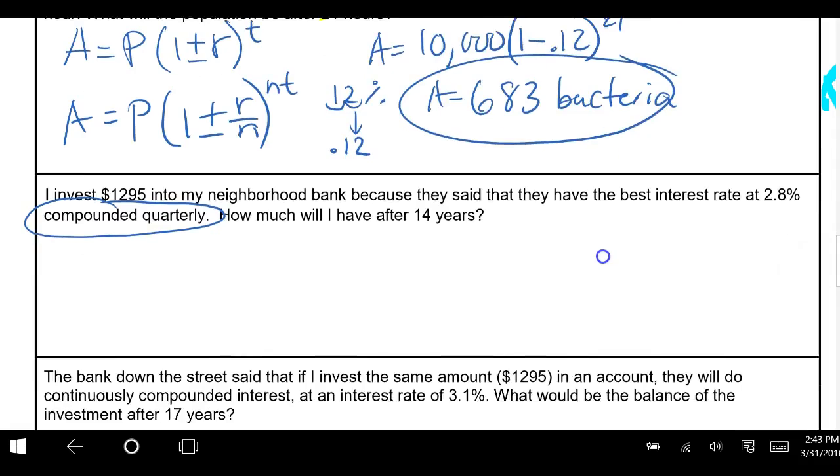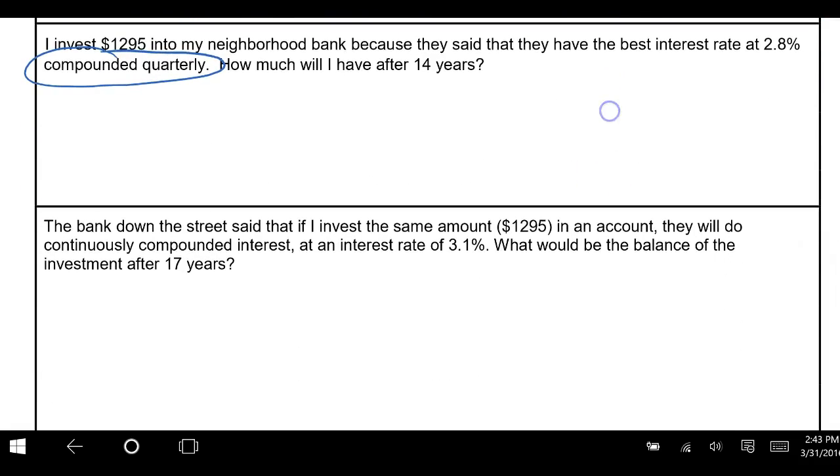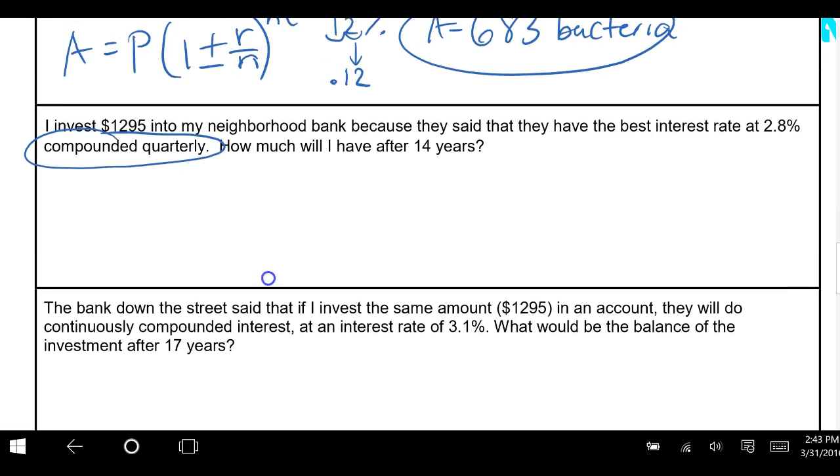Okay, now the next one. Again, this is a problem where we're going to have compounded interest, because it says we invest $1,295 into the neighborhood bank because they said they'd have the best interest rate, 2.8%, and it's going to be compounded quarterly. How much will I have after 14 years?